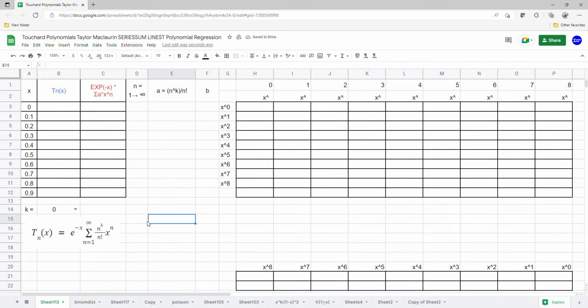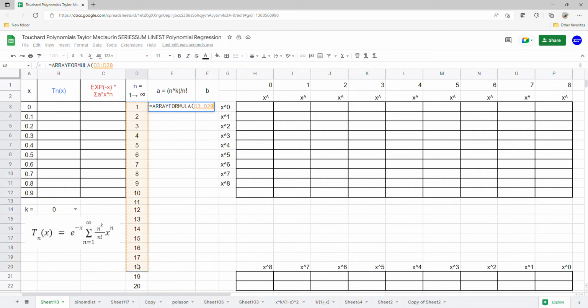Next we continue with the expansion, which is e to the minus x times the summation of n raised to the power k over n factorial times x to the n, where the value of n is from 1 to infinity. And the value of a, which is n raised to the power k over n factorial. So array formula of n raised to the power k, that's for the numerator, divided by factorial n.